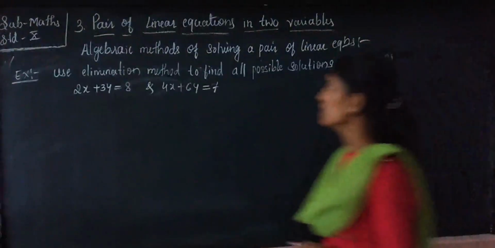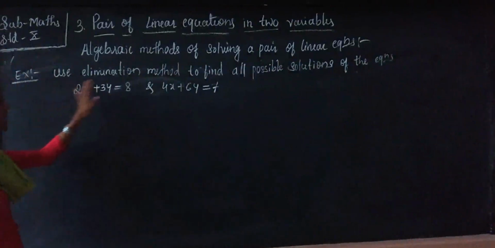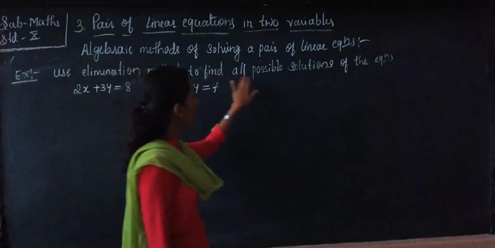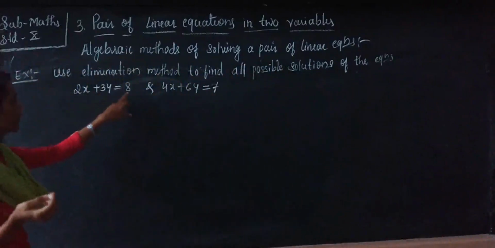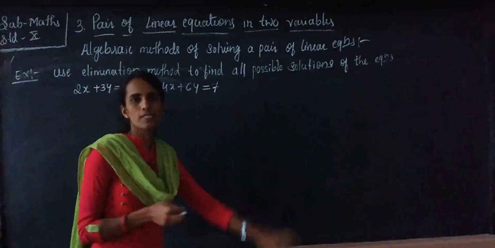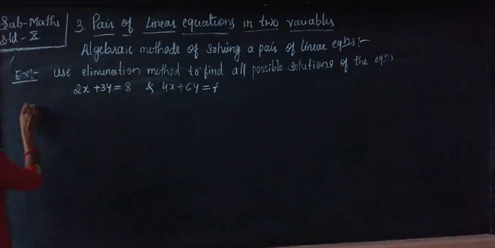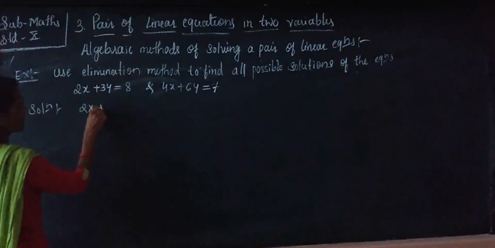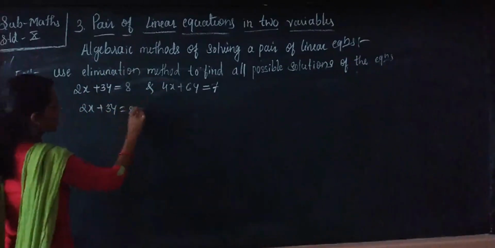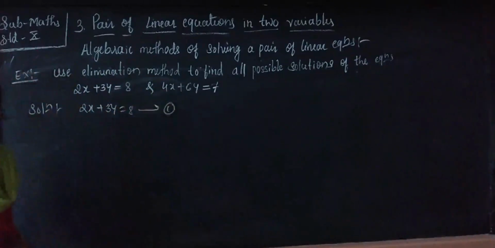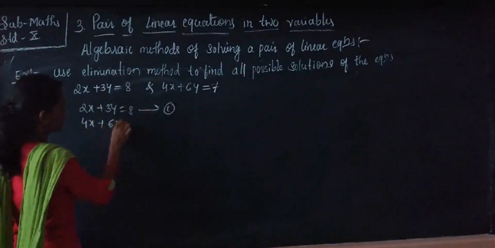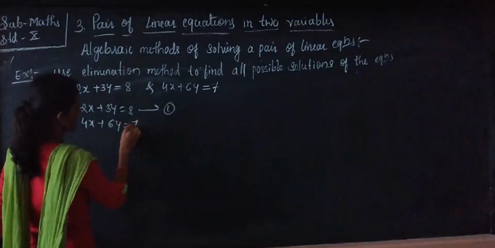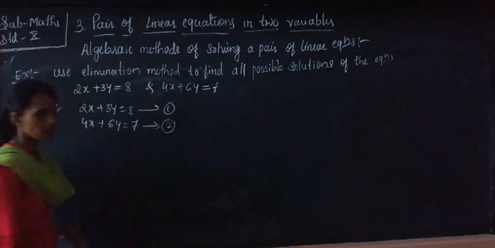Next example: use the elimination method to find all the possible solutions of the equations 2x plus 3y is equal to 8, 4x plus 6y is equal to 7. So write down the solution for this equation. 2x plus 3y is equal to 8, consider this as equation number 1, and 4x plus 6y is equal to 7, consider this as equation number 2.